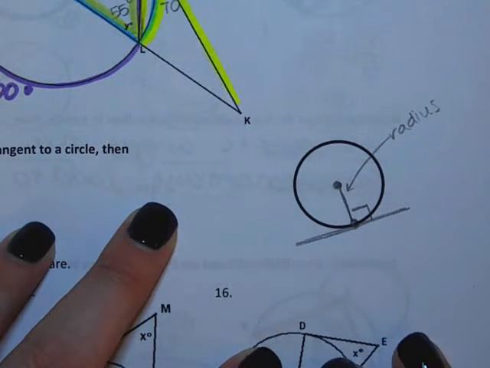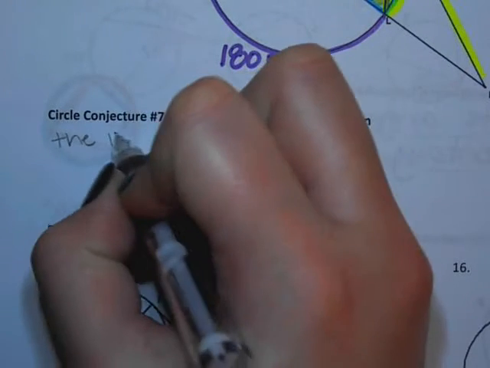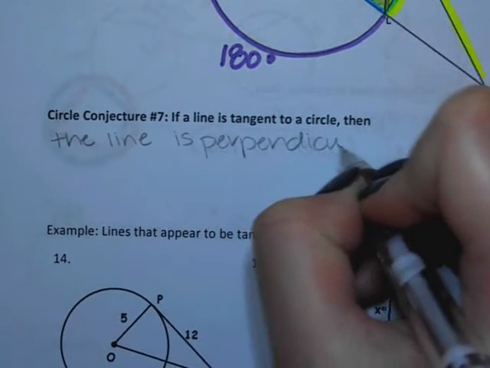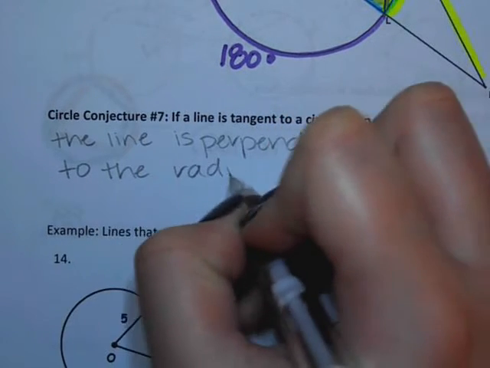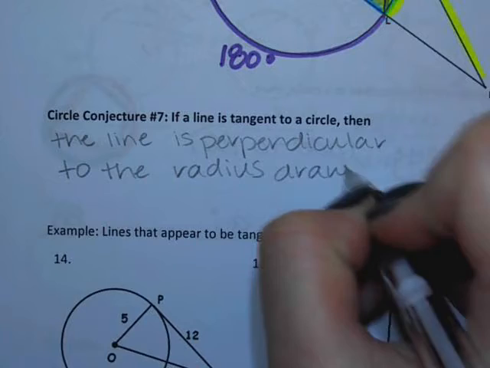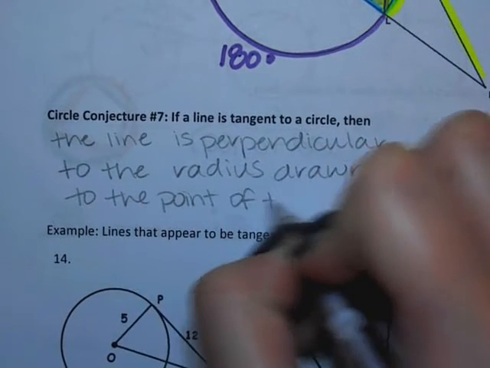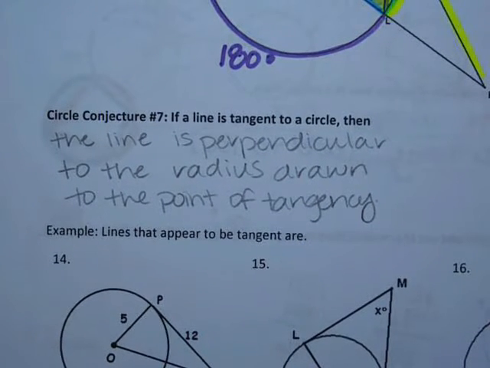Okay, so if a line is tangent to a circle, then the line is perpendicular to the radius drawn to the point of tangency. So if a line is tangent to a circle, then the line is perpendicular to the radius drawn to the point of tangency.